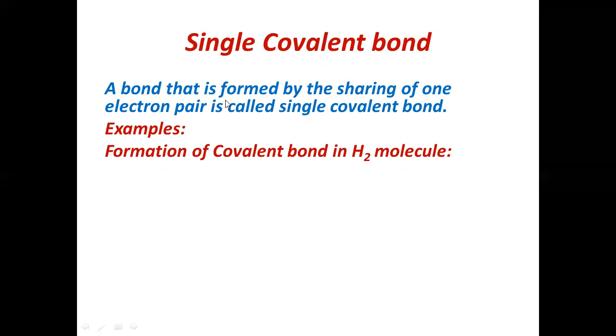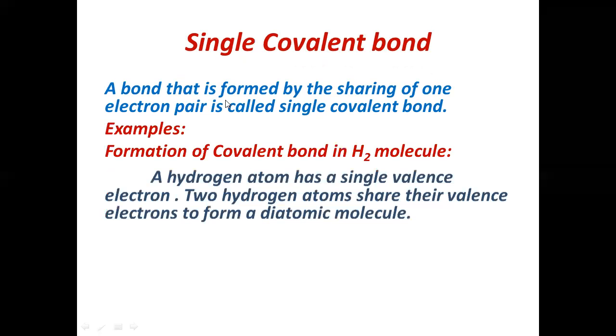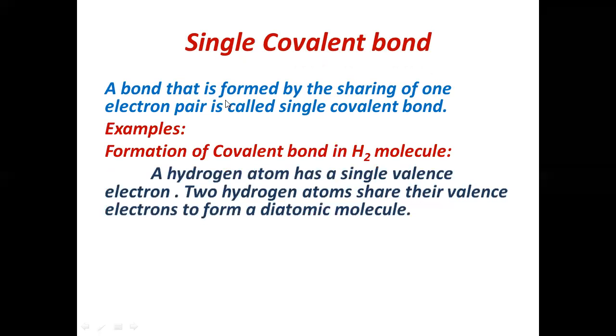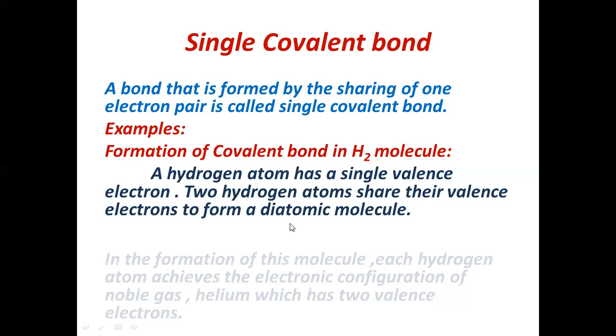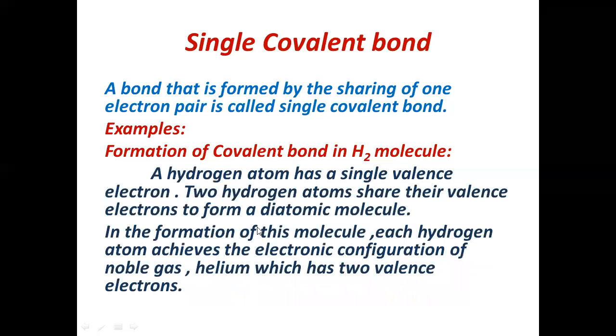Formation of a covalent bond in the hydrogen molecule is one of the examples. Hydrogen atom has a single valence electron. It has only one electron in the outermost shell. Two hydrogen atoms share their valence electrons to form a diatomic molecule. In the formation of this molecule, each hydrogen atom achieves the electronic configuration of the noble gas helium, which has 2 electrons in the outermost shell. So hydrogen, after gaining 1 electron, will also have a configuration the same as helium.